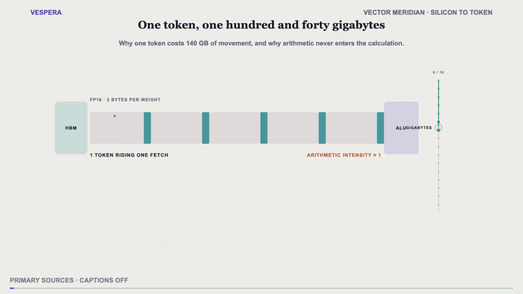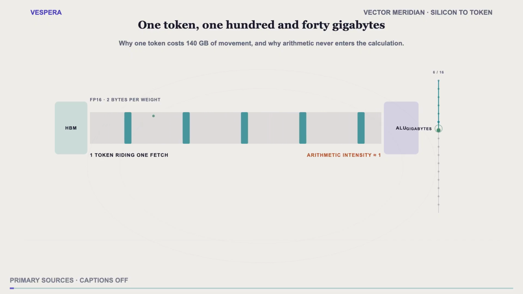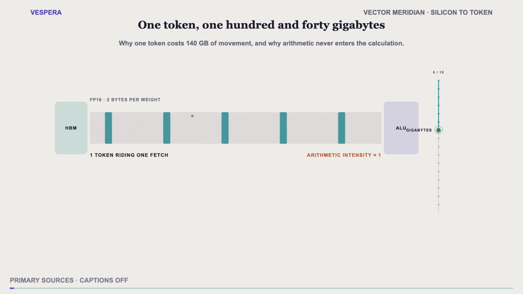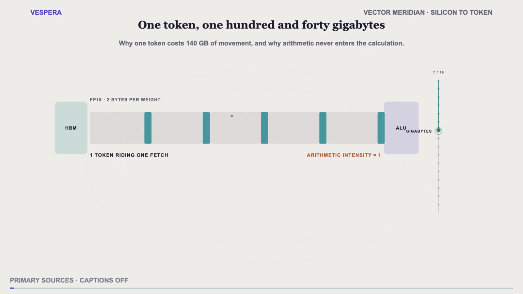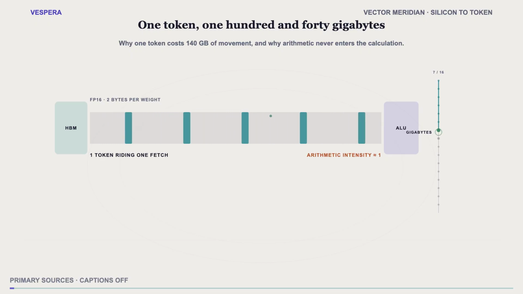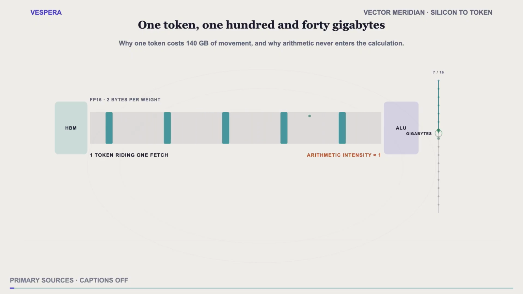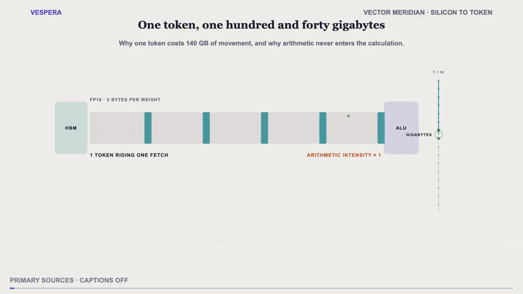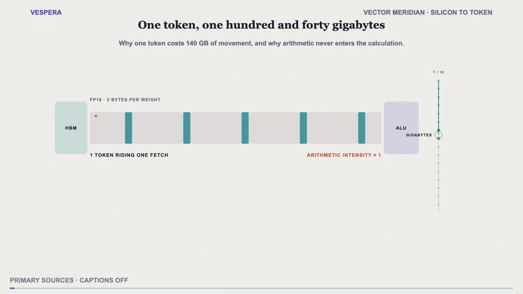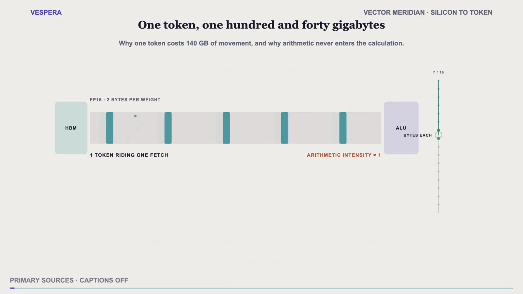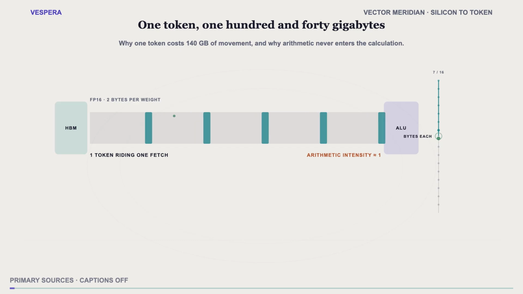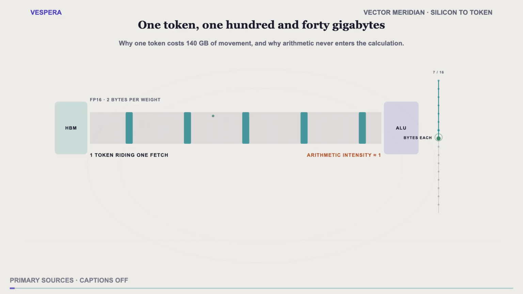Now here's the part that should bother you. That same H100 is rated at 1,979 teraflops on half-precision tensor operations. 2 quadrillion arithmetic operations per second. And in the calculation we just did, arithmetic never appeared. Not once. The answer did not depend on how fast the chip can multiply, because the chip was never waiting on multiplication. It was waiting on delivery.